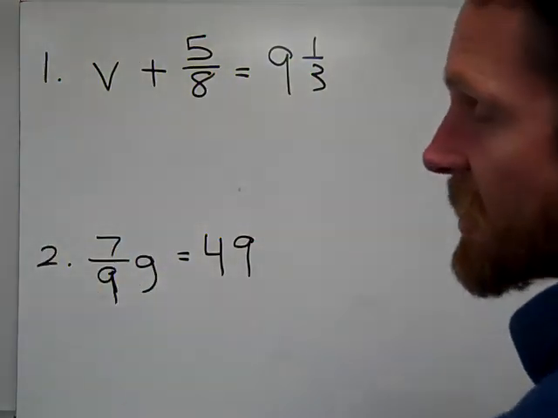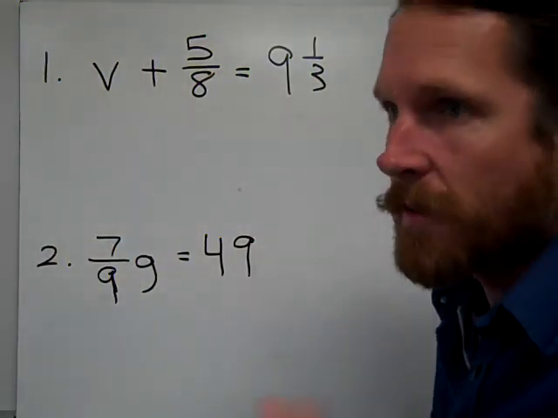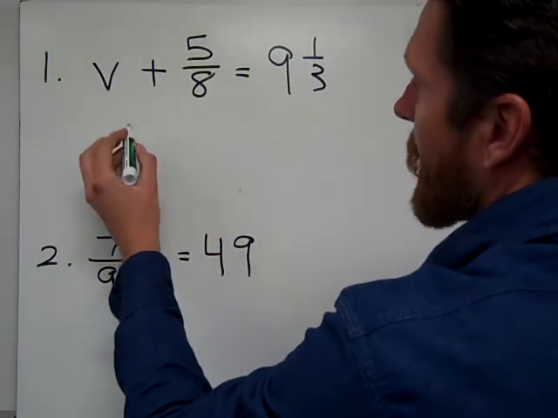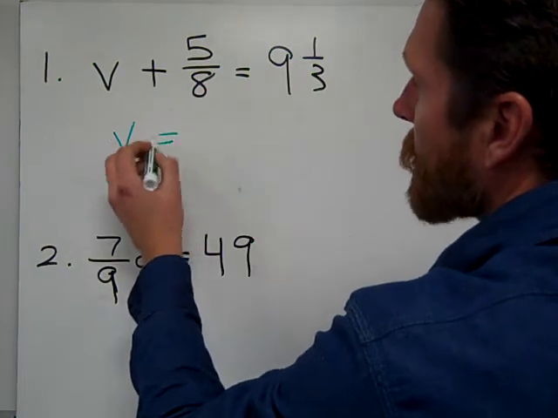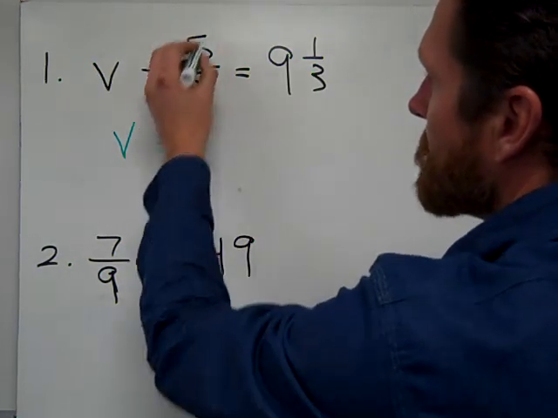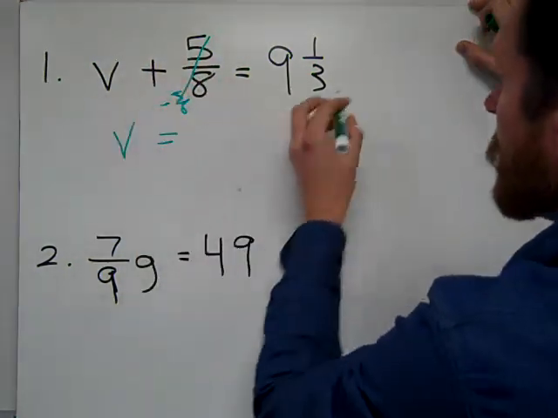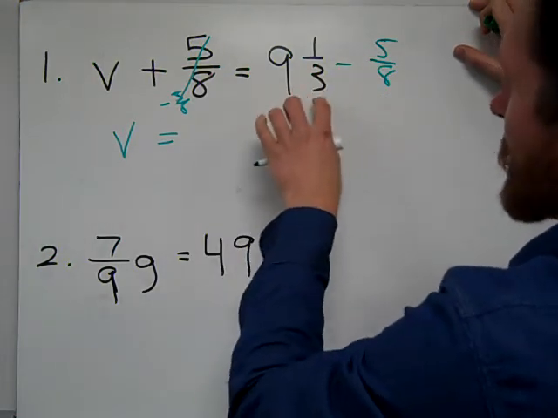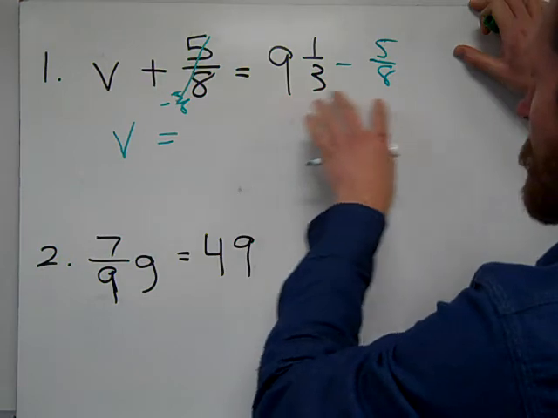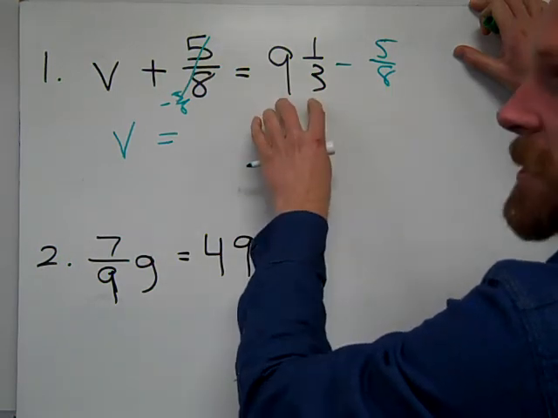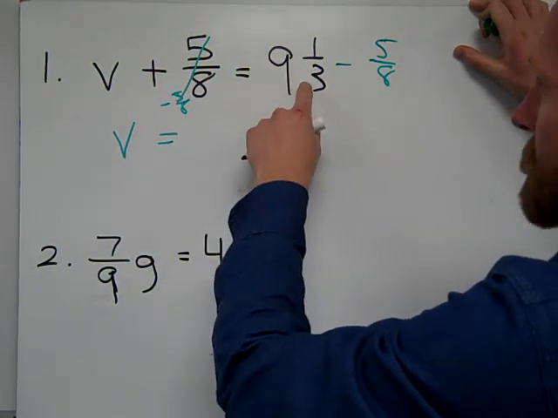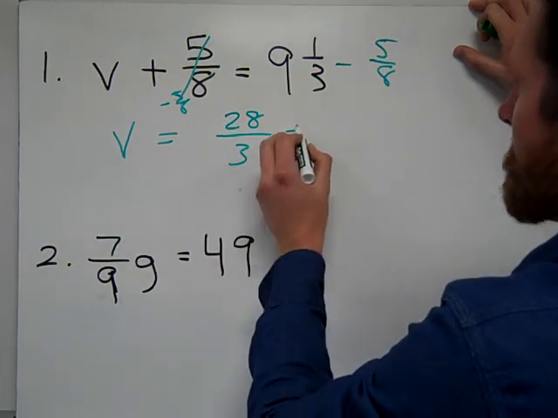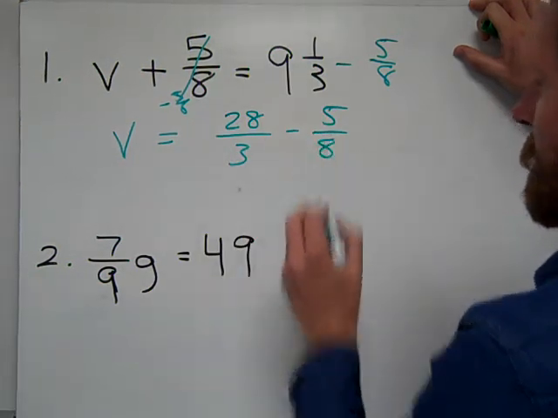Now we're going to be mixing in addition, subtraction, all the operations, multiplication, and division. So right here, same thing. We have v, and we're going to say equals, because I'm going to minus 5/8 here, which means that's going to be 0. Get rid of it. Minus 5/8 over here. So now I have this mixed number minus this fraction. So I'm going to change this mixed number into an improper fraction. 9 times 3 is 27. Plus 1 is 28/3. Minus 5/8.